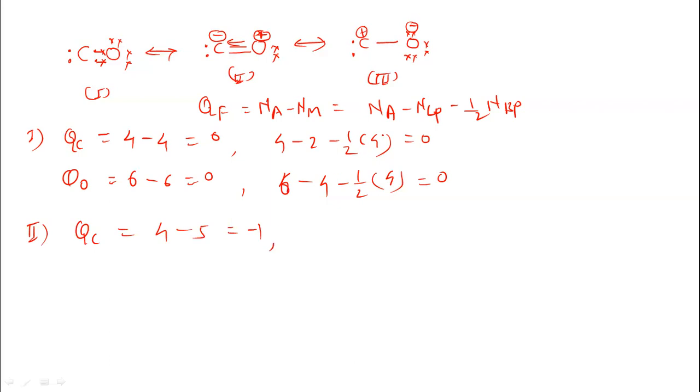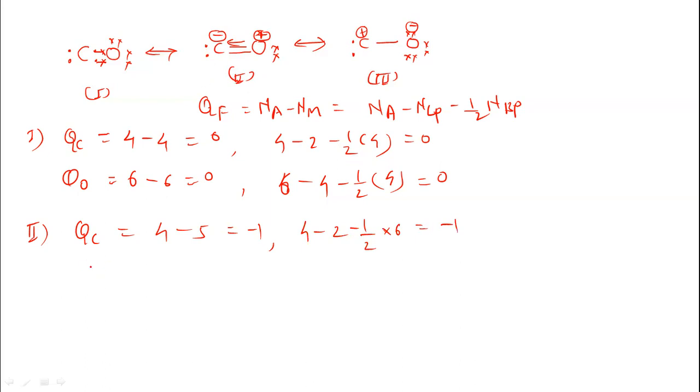Or by this formula also, we can calculate: 4 minus number of lone pair electrons, this is 2, so 4 minus 2, minus 1 by 2 into number of bonding pair electrons, 2 plus 2 plus 2, 6. Into 6, so it is 3. So 4 minus 5 is equal to minus 1. So carbon carries minus 1 charge here.